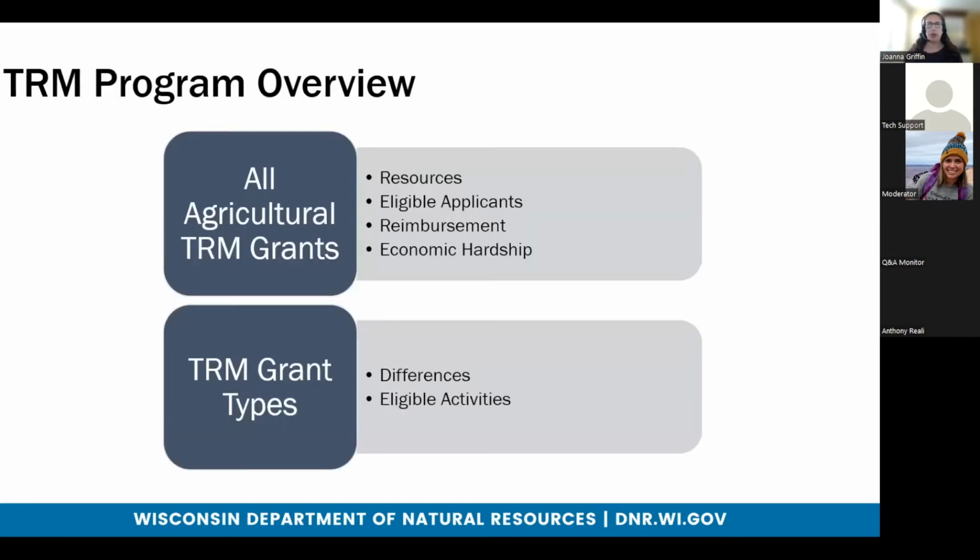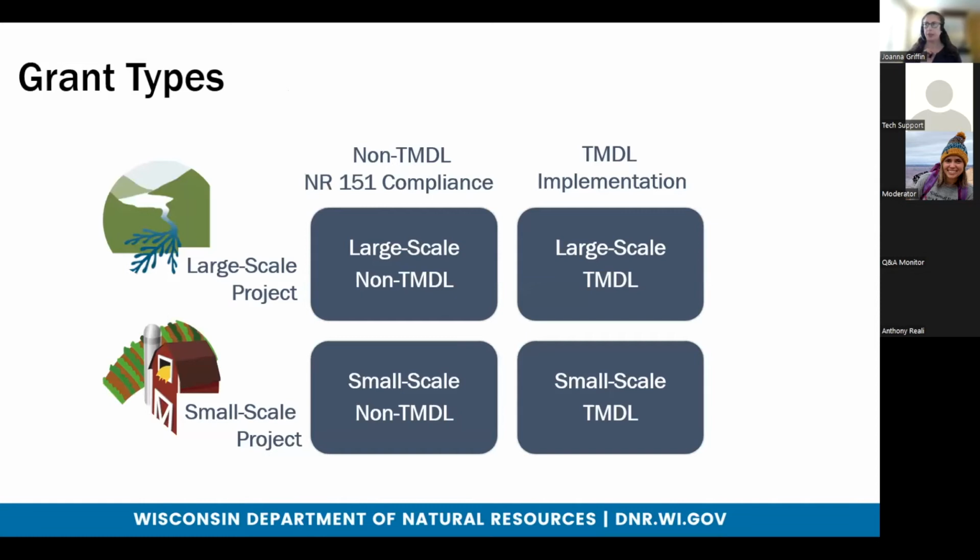So now I'm going to show you the differences among all the grant categories. TRM grants are split into two different types based on the problem they address, TMDL and non-TMDL, and the size of the area they address, which is large and small scale. So we end up with 4 different types.